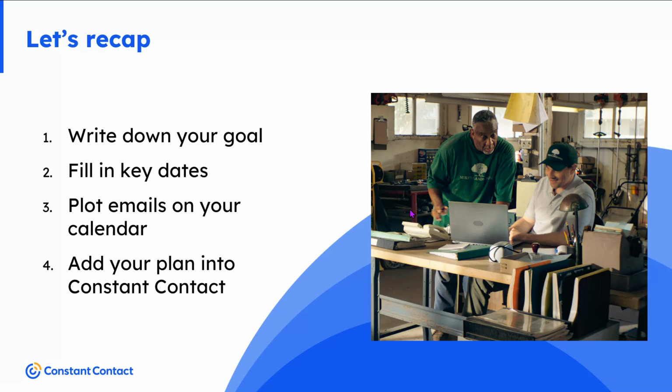Remember, if you're sending a promotion, it's ideal to send a series of 3 emails that remind people to take action. And finally, don't forget to log into your Constant Contact account and get your email plan saved to the in-product marketing calendar. Now, if you're not able to plan out the whole year in one setting, that's okay.